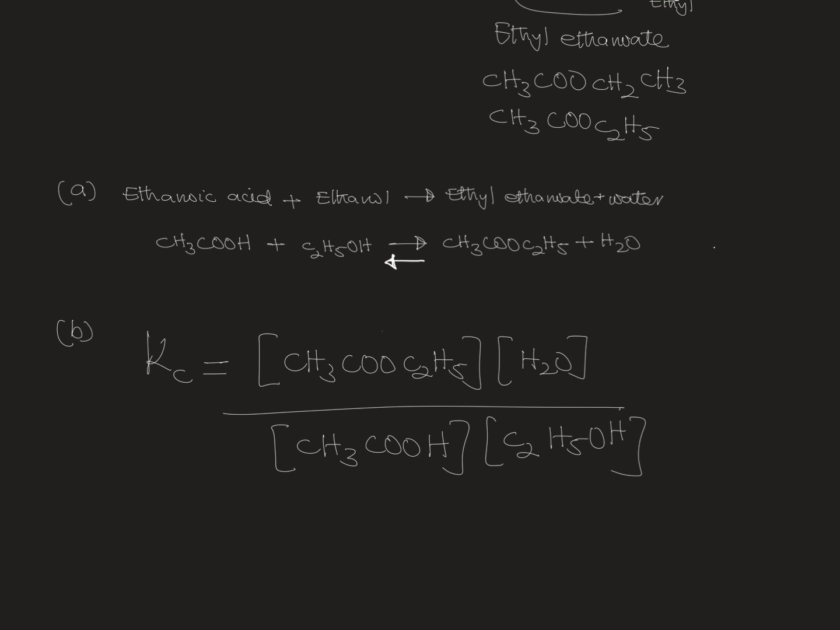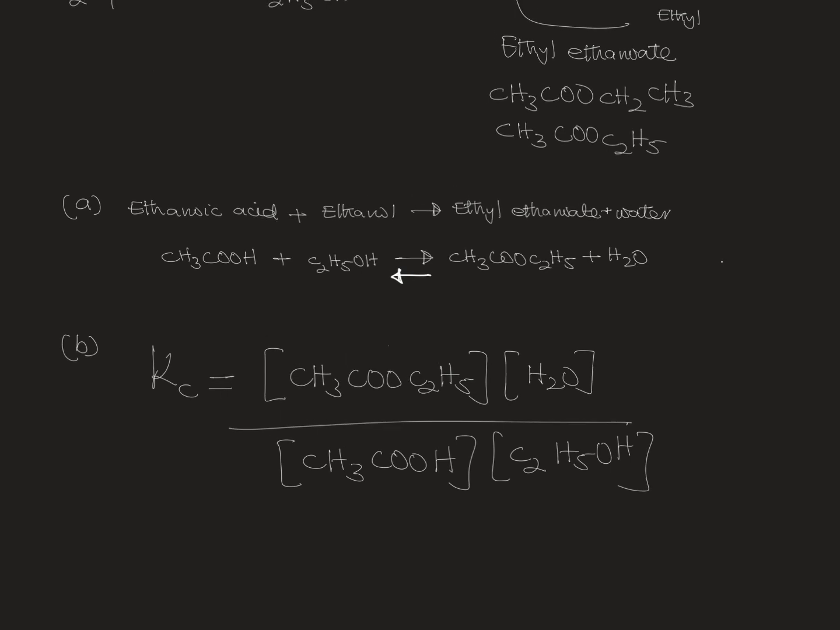So what did the question say? It says 1 mole of CH3COOH reacted with 1 mole of ethanol, but how many moles of ethyl ethanoate and water were produced? Each was 0.66 mole. So 0.66 mole of ethyl ethanoate was produced and 0.66 mole of water.